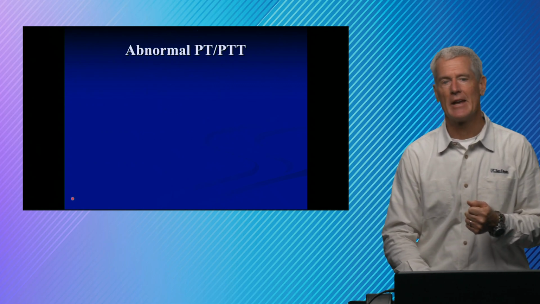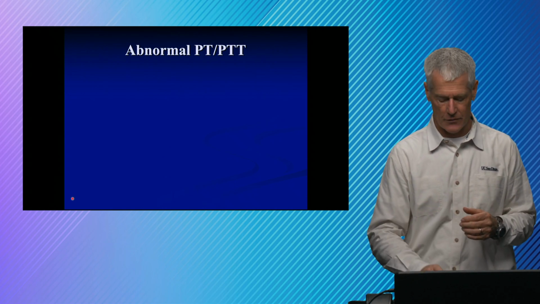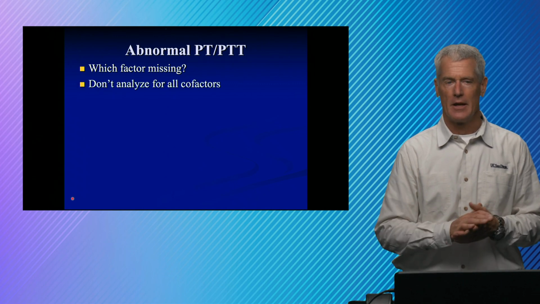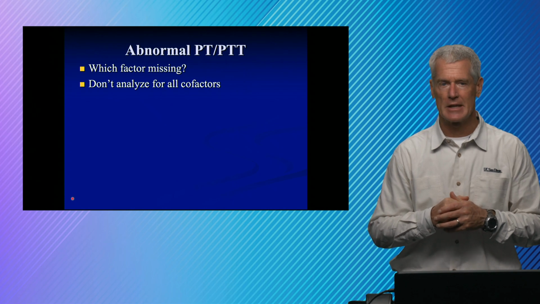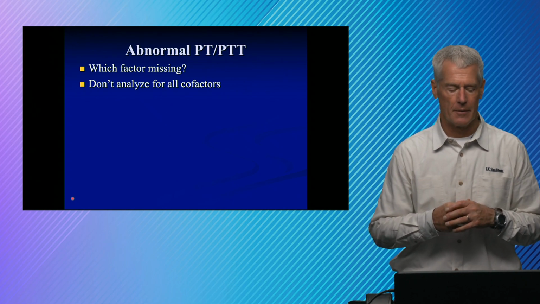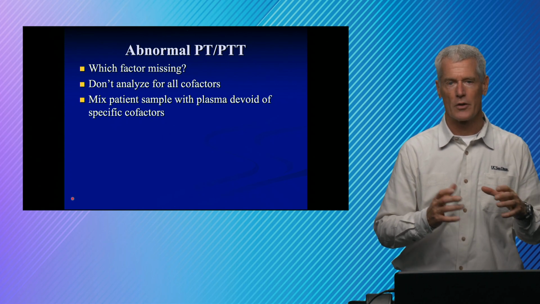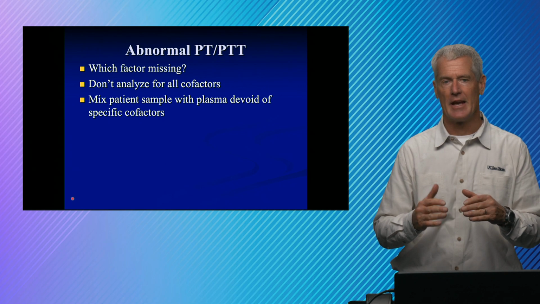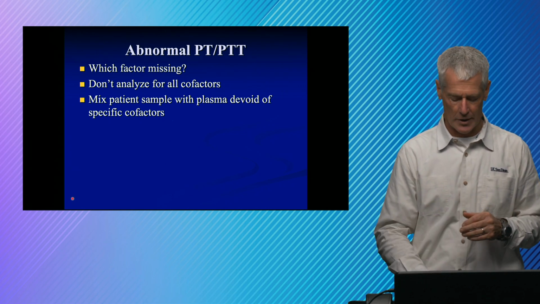So what happens if you have an abnormal PT or a PTT? How do you figure out which cofactor is missing? In many chemistry tests, we would simply analyze for all of the things that could be possibly missing. We don't do that here. Basically, what we do is that we mix a patient sample with a commercially available plasma that is deficient in a single coagulation factor.